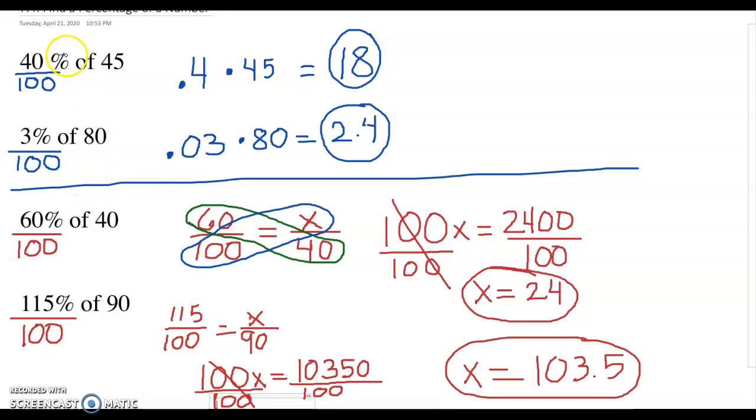So method 1, you're going to use the percent formula. Method 2, you're going to use the percent proportion. And that's how you find a percentage of a number.